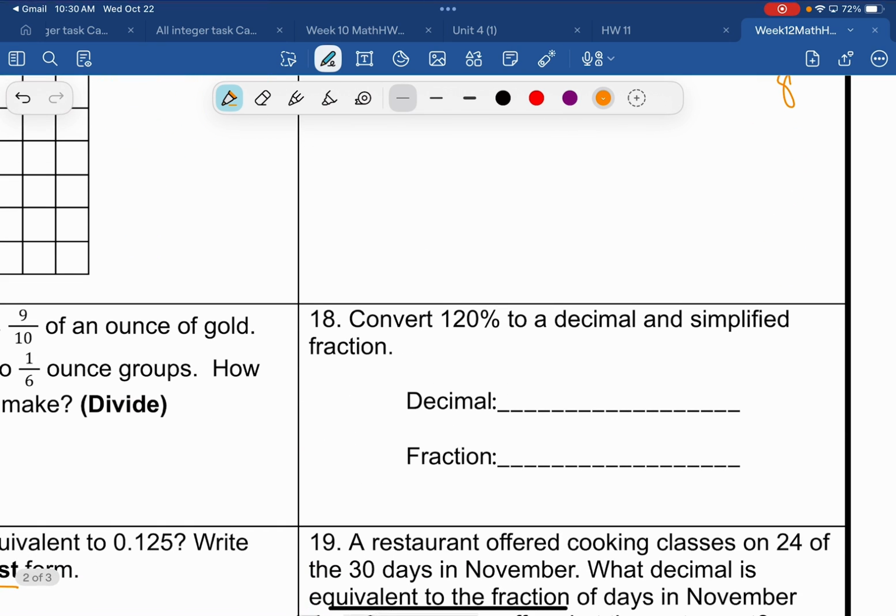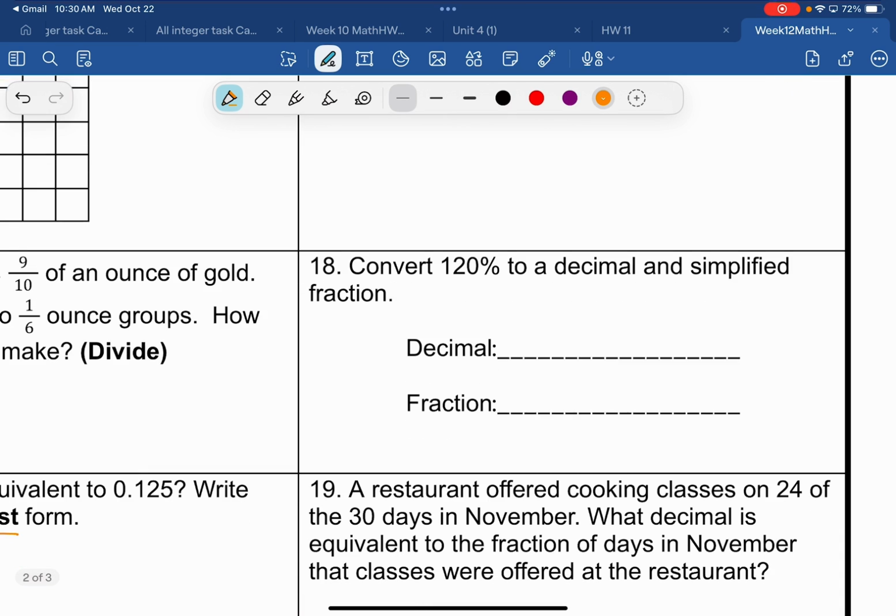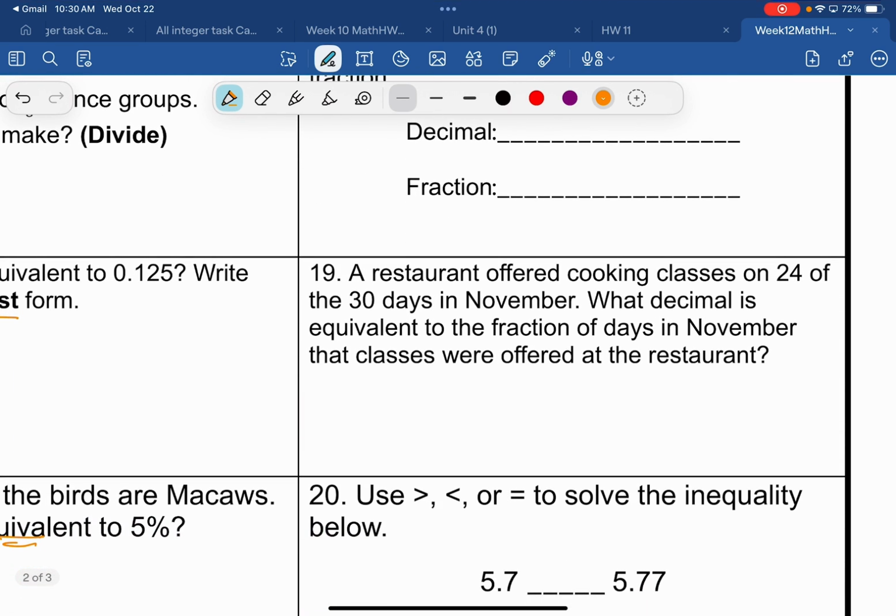Okay? 18. 120% to a decimal and a simplified fraction. Write as a decimal, write as a fraction. Same note page. We're going over these a lot because this was in our first unit, and I've started to see students are struggling to remember what to do.